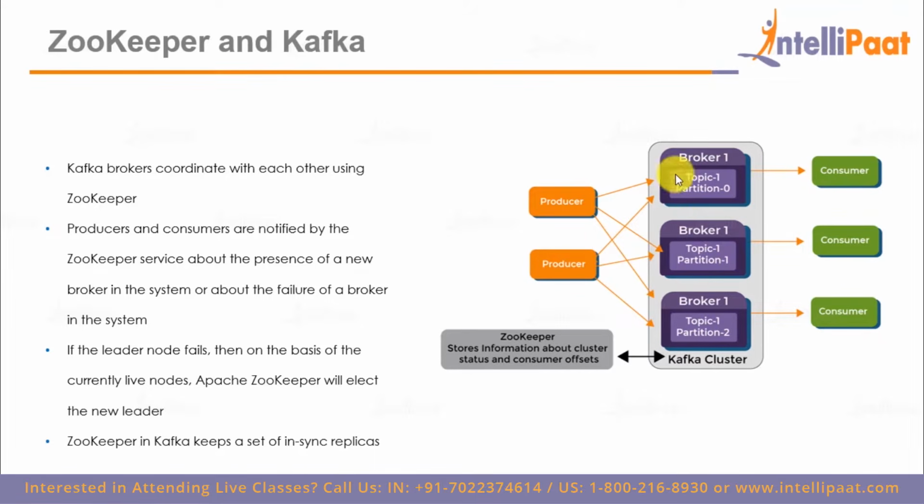Zookeeper notifies these two producers and these three consumers that, listen, I have added two more brokers into this Kafka cluster and whatever messages you'd be sending would be processed parallelly by all of the three brokers over here. Now, if the leader node fails, then on the basis of the currently live nodes, Apache Zookeeper will elect the new leader. I've already told you about this. Let's say one of these partitions is elected as the leader and that partition fails, then the other partitions which are currently alive, one of those would be made the leader. And Zookeeper in Kafka keeps a set of in-sync replicas. So this is how Zookeeper maintains synchronization between producers, consumers, and brokers.